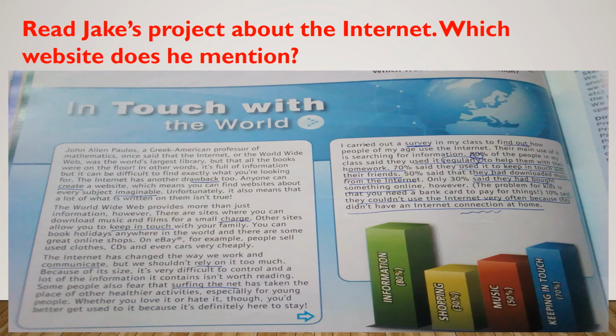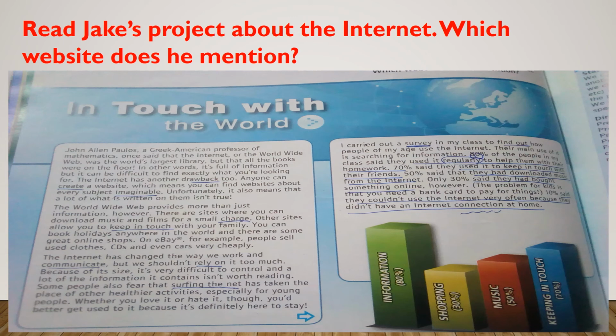So how did he conduct this survey? By asking his classmates questions. And what were the findings of his survey? He says that his classmates' main use of the internet is searching for information. 80% of the people in my class said they used it regularly, often, to help them with their homework. 70% said they used it to keep in touch with their friends, to communicate with their friends.